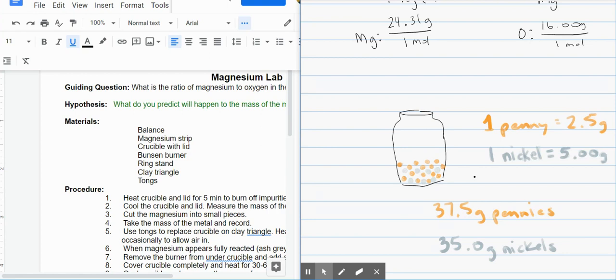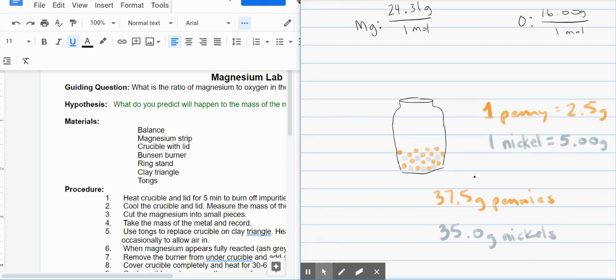All right, so if I told you their masses, the mass of the pennies in the jar was 37.5, and the mass of the nickels was 35.0, you might think, well, the ratio of pennies to nickels has to be really close to 1-to-1. Okay, but you can tell by the picture that that's not the case, because pennies only weigh 2.5 grams, but nickels weigh 5.